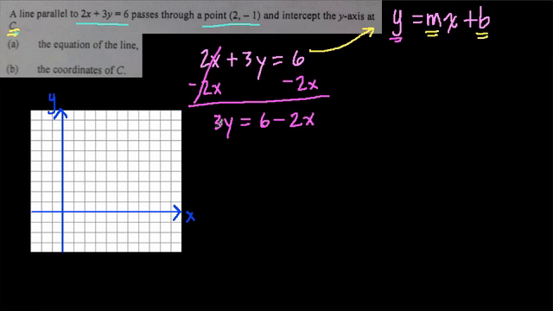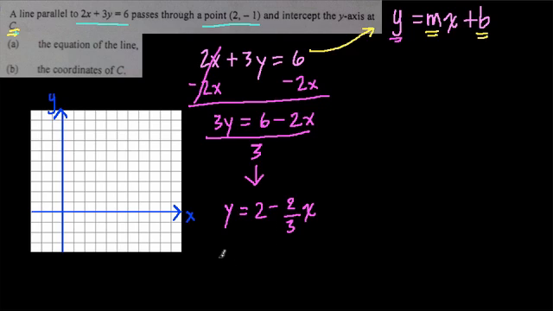I don't want to know what 3y is, I want to know what y is, right? Because this form here has y equals mx plus b. So I divide everything by 3. This cancels out. Right? 3 divided by 3 is 1. 6 divided by 3 is 2. Actually, let me write it like this. That was sloppy on my part. So now 3y divided by 3 is 1y. 6 divided by 3 is 2. And 2x divided by 3 is 2/3 x. Right? 2 divided by 3 is the same thing as 2/3.